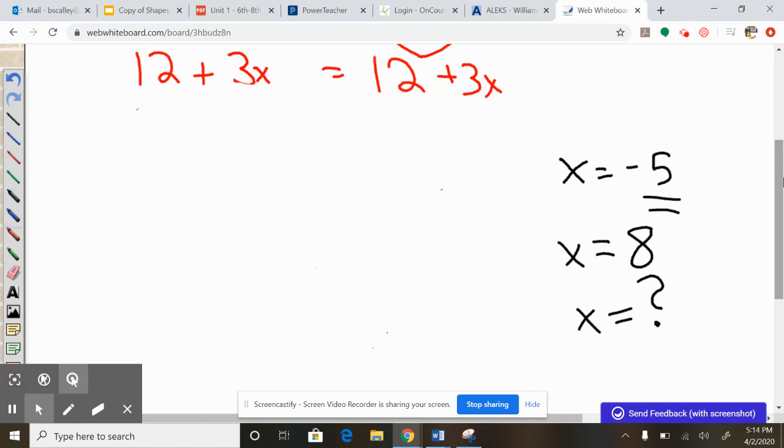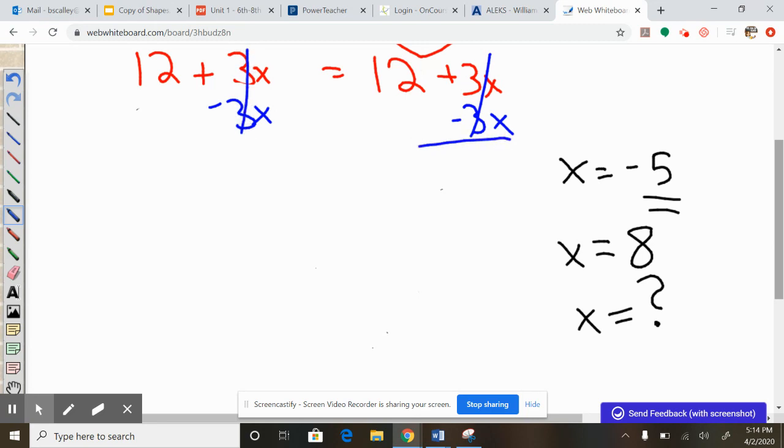I backed it up real quick and I wanted to show you, because some of you might try to solve this equation differently. Some of you might do minus 3x, minus 3x. You'll get an equation that looks like this: 12 equals 12. That's going to be another sign that you could have plugged anything in for x and you would have gotten a true equation. 12 is always equal to 12.